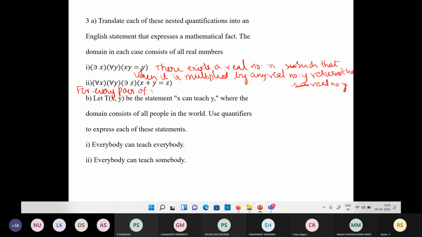So every pair of real numbers x and y, comma, there exists a real number z such that the sum of x and y is z.